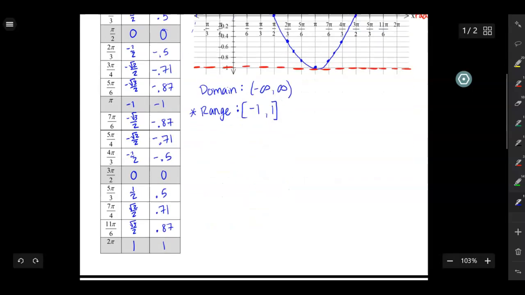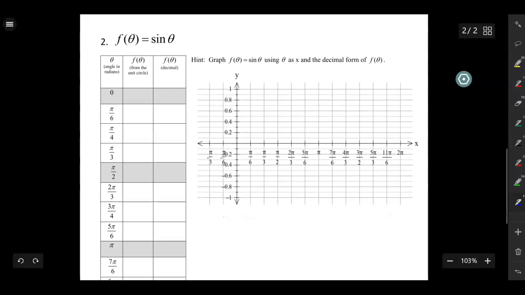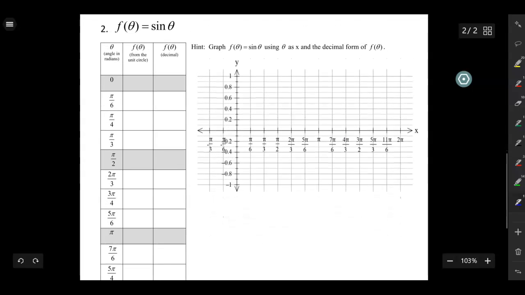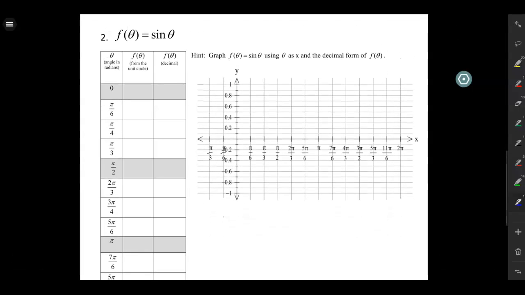So let's shift our focus now to the sine. We're going to create this parent function pretty much the same way that we created the cosine function. We have all these angles, and we're going to pull the sine values from the unit circle. So remember, if you're using the unit circle to find your sine value, you are looking at the y-coordinate.